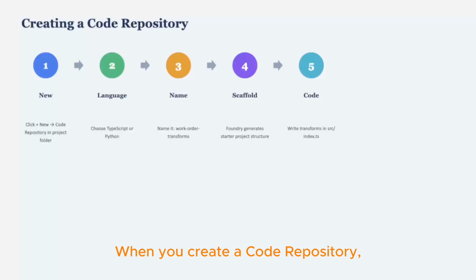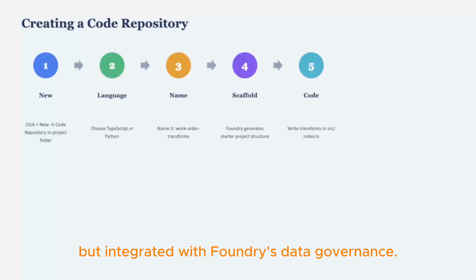When you create a code repository, Foundry scaffolds the project for you. You get an src directory for your transforms, a test directory for unit tests, package.json for dependencies, tsconfig.json for TypeScript config, and foundry.config.json to declare your input and output datasets. The structure is professional, just like any modern TypeScript project, but integrated with Foundry's data governance.